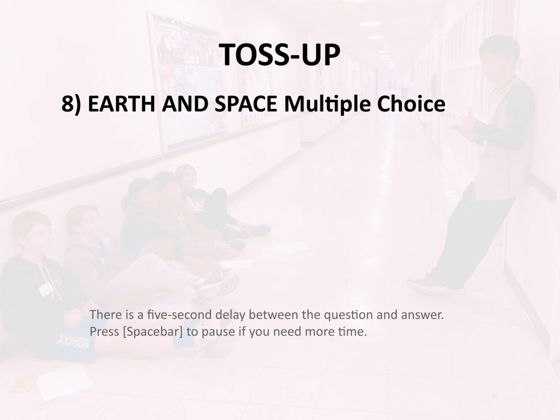Toss-up 8. Earth and space. Multiple choice. Which of the following volcanoes in the Cascade Volcanic Arc is a shield volcano? W. Mount Rainier. X. Mount St. Helens. Y. Newberry Volcano. Z. Glacier Peak.